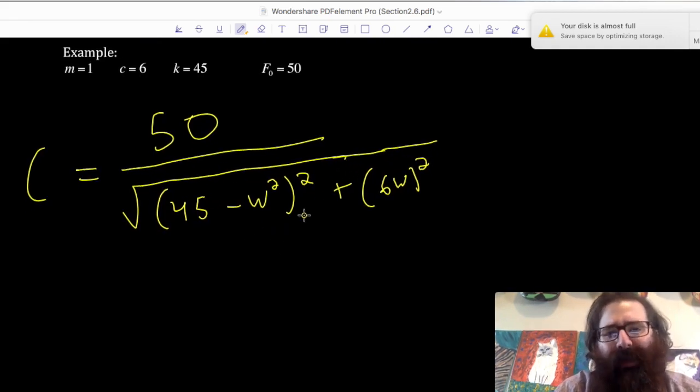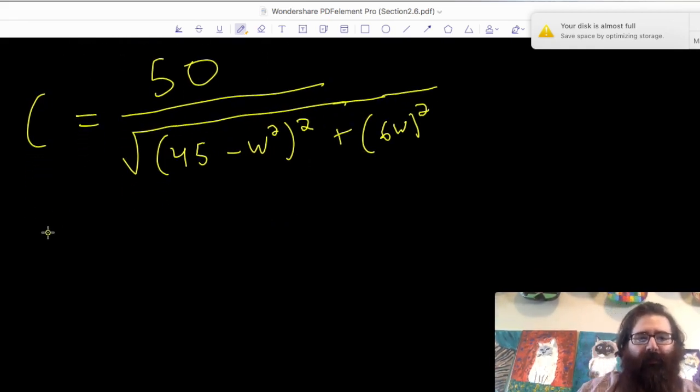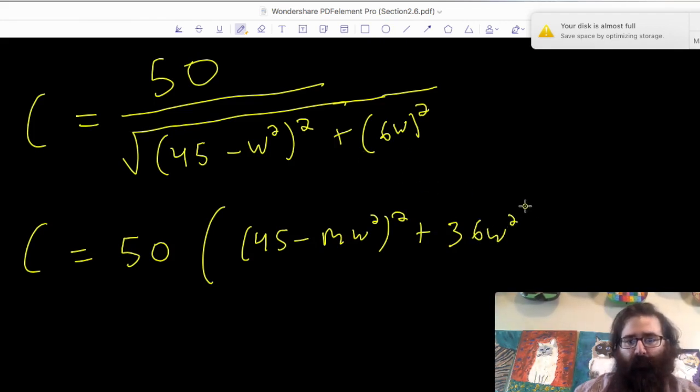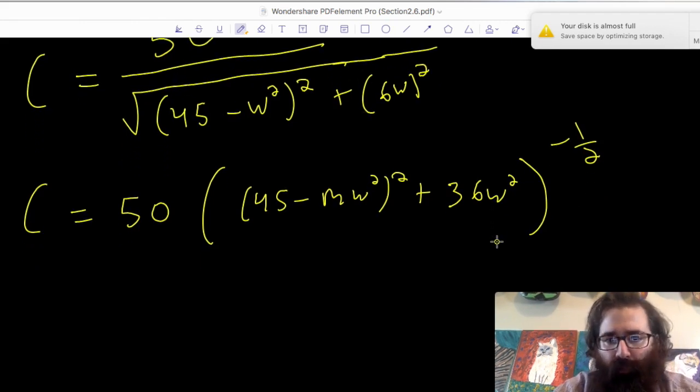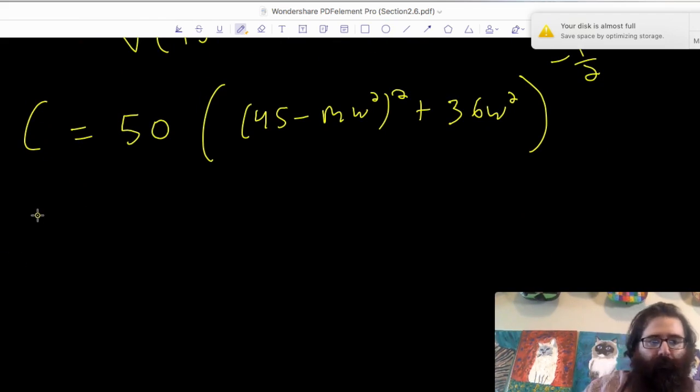You could expand this out, and I think that's great. But just for the sake of getting through it a bit faster, let me just do the derivatives. Let me write c, my function of omega, as 50 times (45 minus m omega squared) quantity squared plus, let me write this as 36 omega squared since it's fast to square that, all to the power of negative 1/2. I can just find the derivative right away. Should you expand this out? Maybe that's preferable, but here we can just take the derivative.